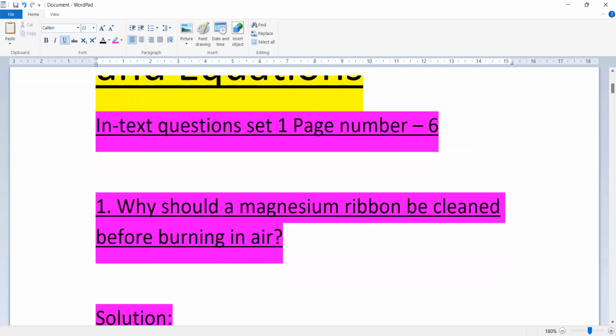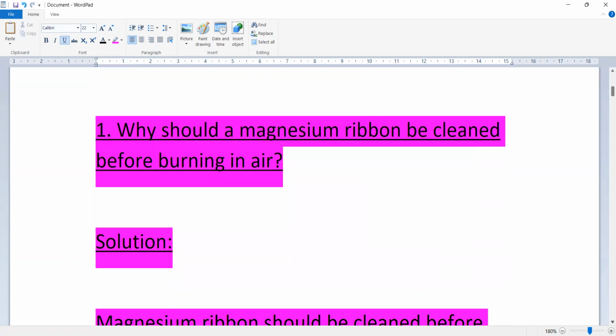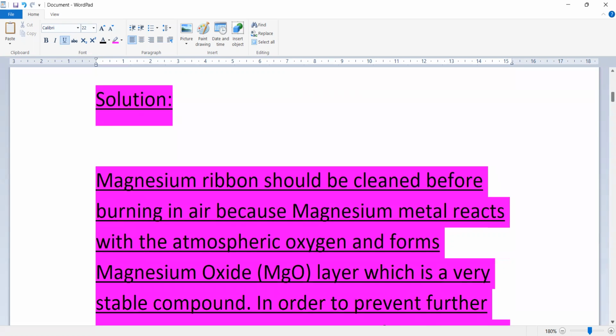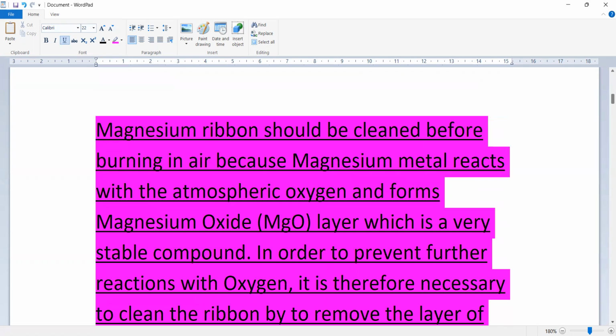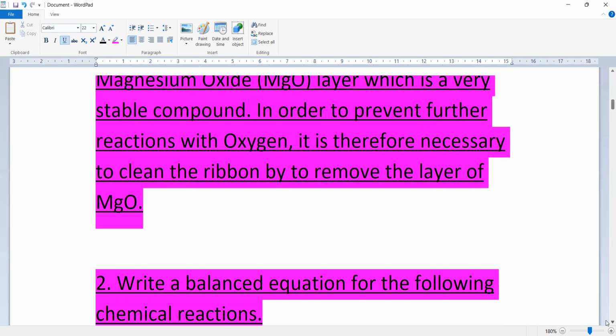First question: why should the magnesium ribbon be cleaned before burning in air? Solution: magnesium ribbon should be cleaned before burning in air because the metal reacts with atmospheric oxygen and forms a magnesium oxide, MgO, layer, which is a very stable compound. In order to prevent further reaction with oxygen, it is necessary to clean the ribbon to remove the layer of MgO.